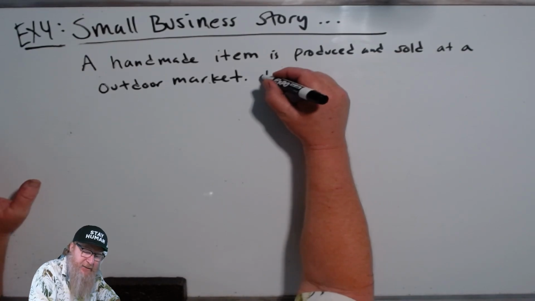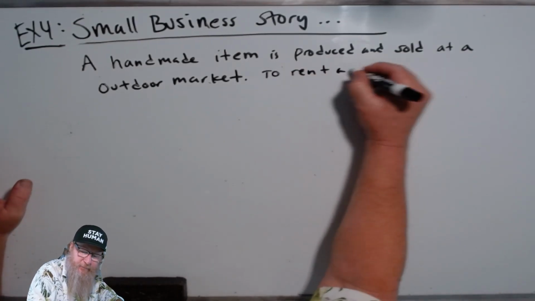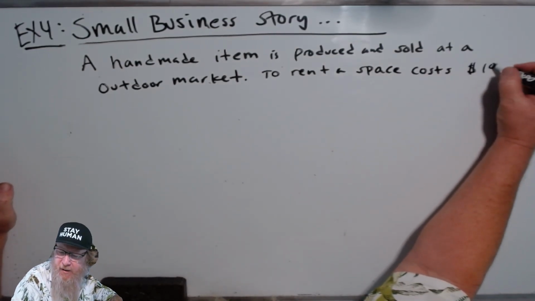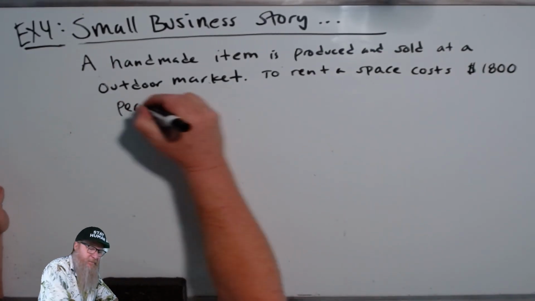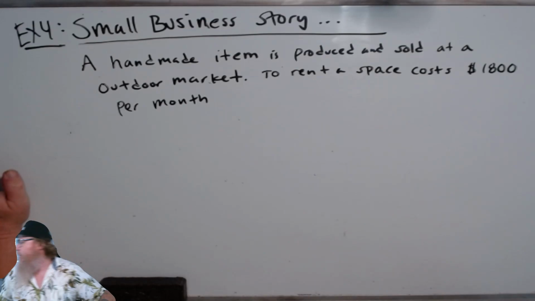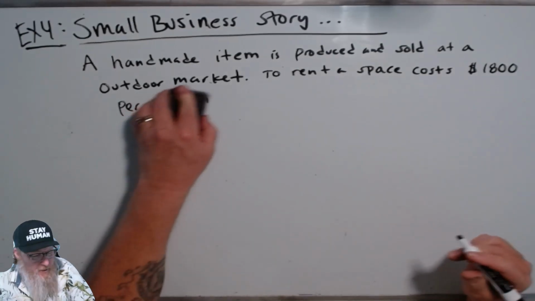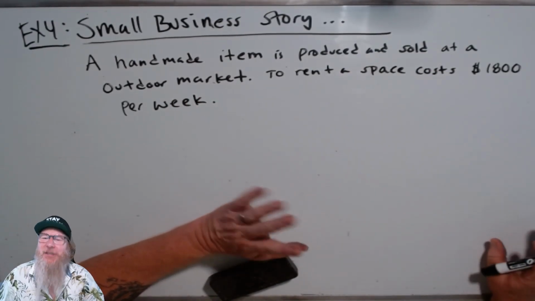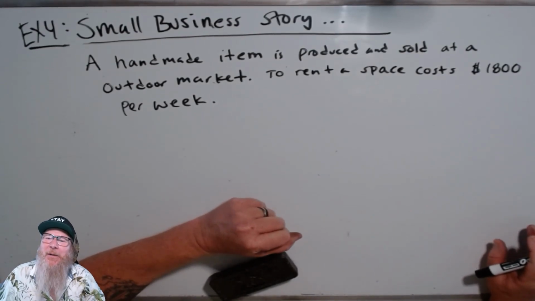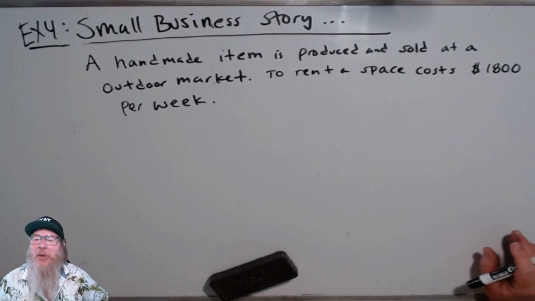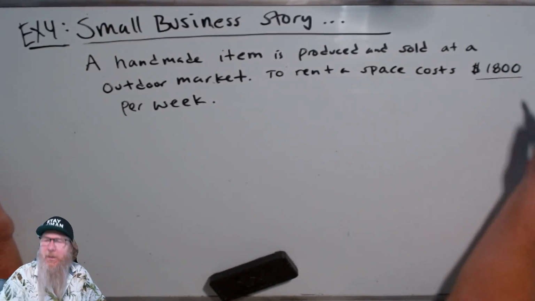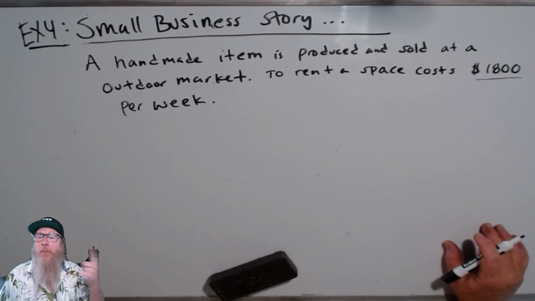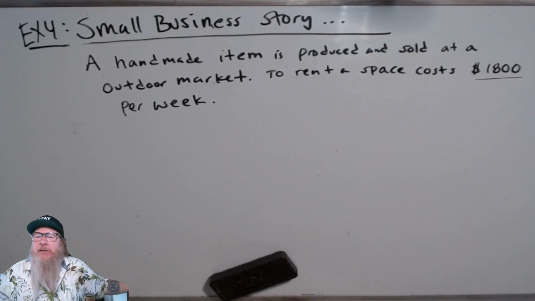To rent the space costs $1,800 per month. Is it per month? Per week, sorry. You only get it for a week. And back in the day, that's really just Saturday and Sunday, right? Because the swap meet would only be open on Saturday and Sunday. Or perhaps it's only on Thursday night or something. But whatever it is, it's $1,800 per week, however many days the outdoor market's open. I'm not going to get into that. It could only be open one day a week. But maybe you're lucky and it's open 7 days a week.